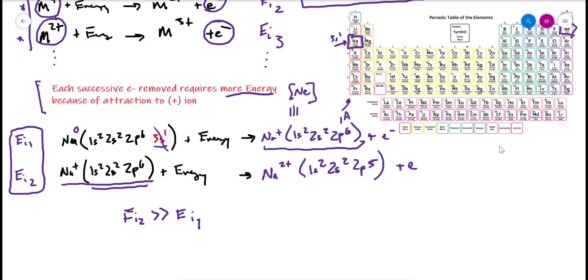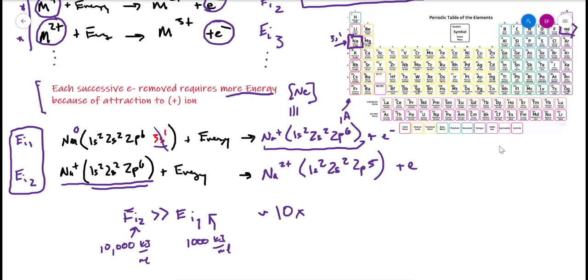And in reality, it's about 10 times the amount of energy. So if it took, let's say, 1,000 kilojoules per mole to yank off the first electron, it might take 10,000 kilojoules per mole to yank out the second. And the whole reason for that is based on the change in these configurations, what's stable and what's not stable. And so disrupting a noble gas configuration really never happens. And that should make sense.